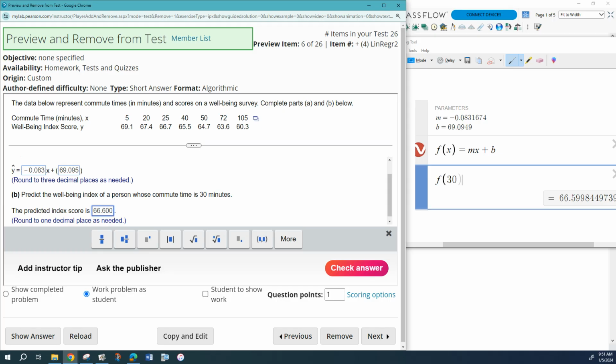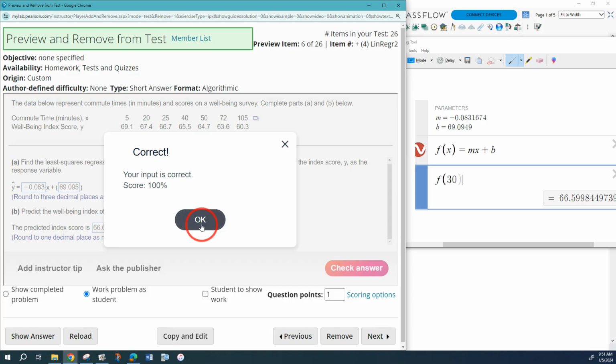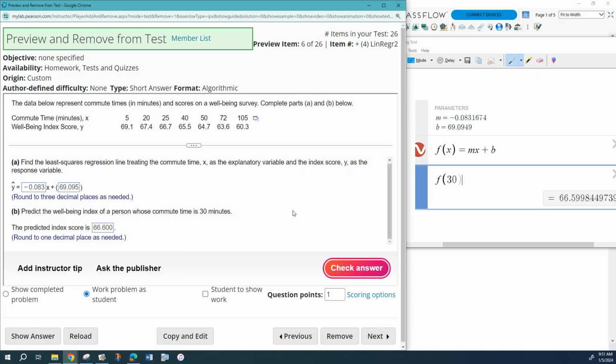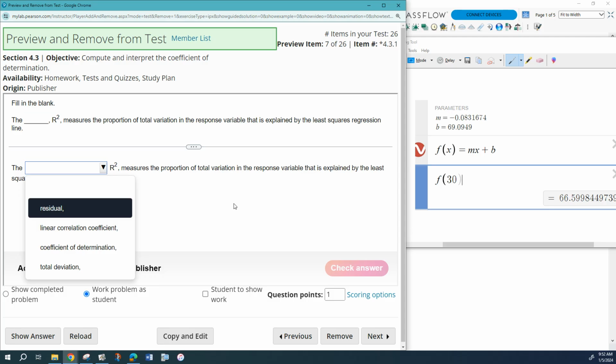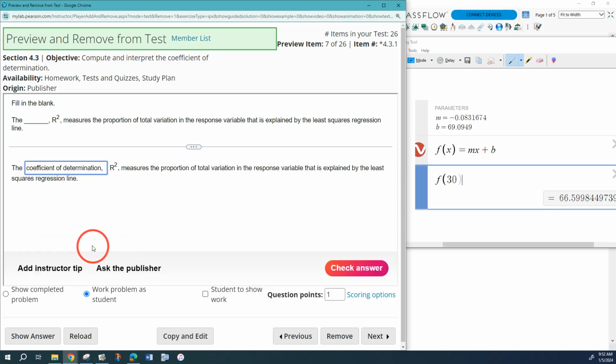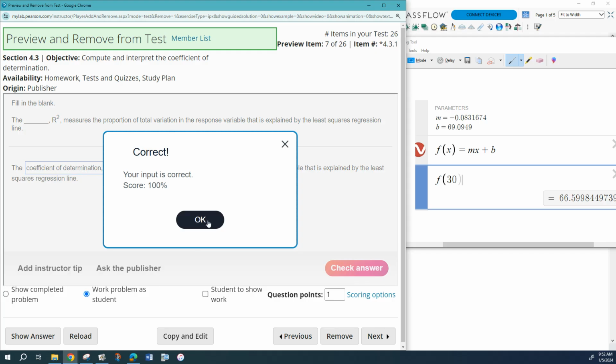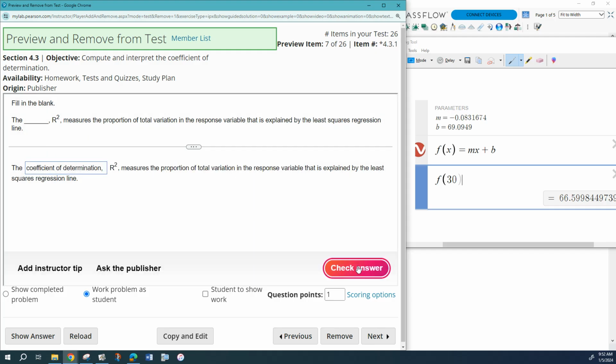66.600, yeah. Okay, make sense? Check answer, got it. Okay, give me thumbs. Okay, all right, next. What is this? R squared is what? Coefficient of determination, freebie. Okay.